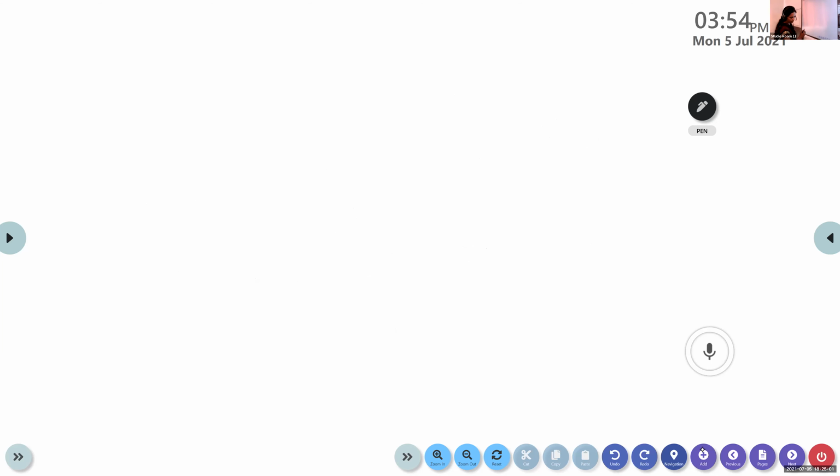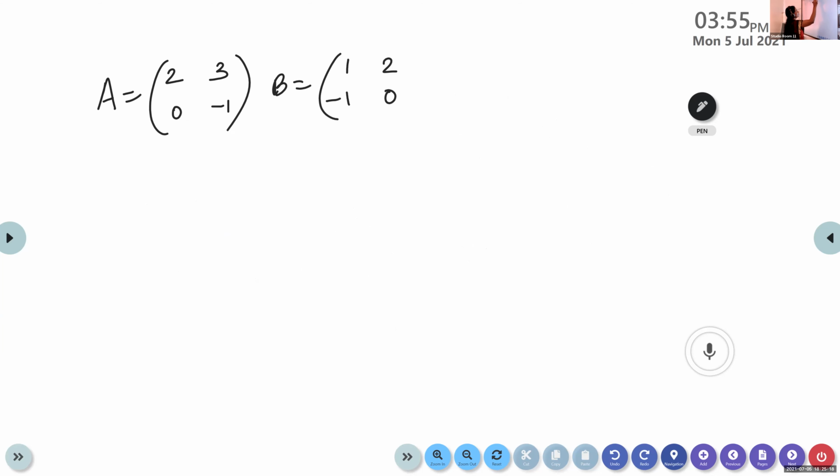Okay, write the next question. A is equal to matrix 2, 3, 0, minus 1. B is equal to matrix 1, 2, minus 1, 0. And C is equal to matrix 3, 1, 2, 0.